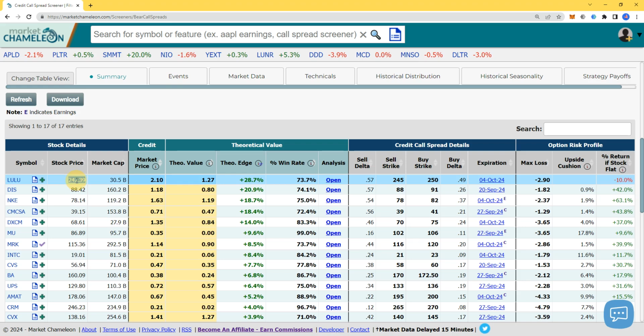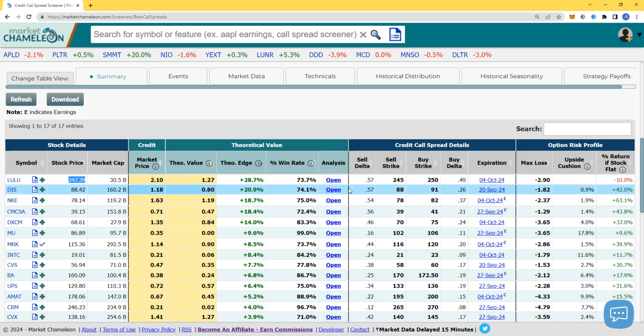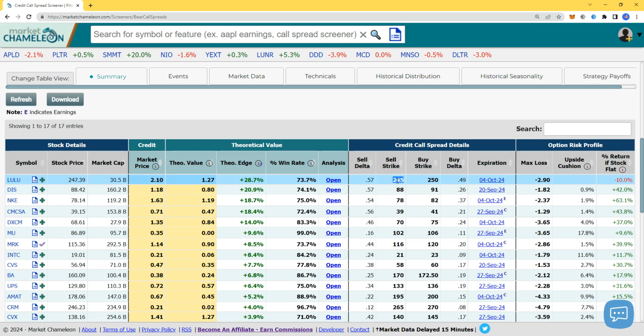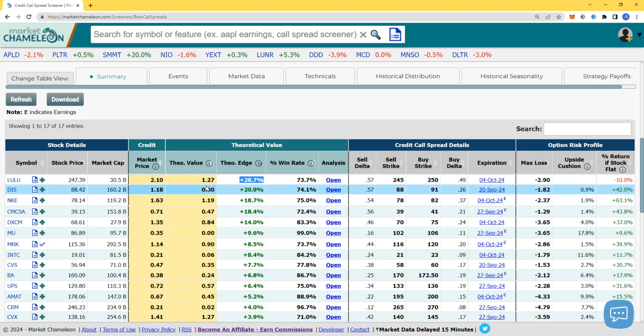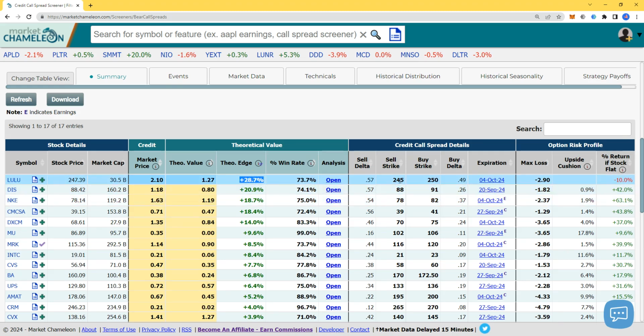Now we are at 247, so you assume that Lululemon will go down below 245. That's basically it. Now the edge, that's the beauty of here. You are collecting $210 premium compared to $127 premium, almost like $80 more compared to what you should have collected based on history. And your max loss is if Lululemon goes above 250. Again, this is a bearish outlook.